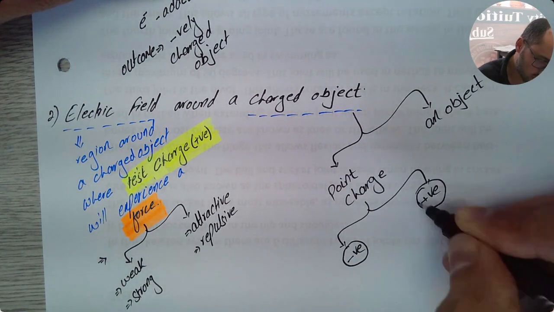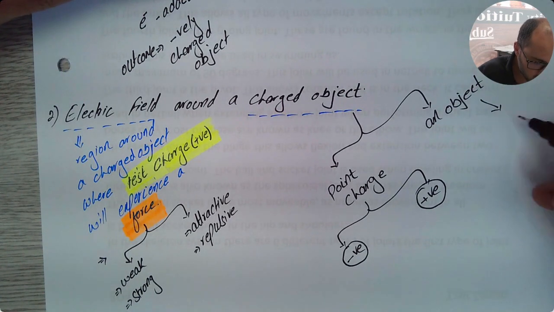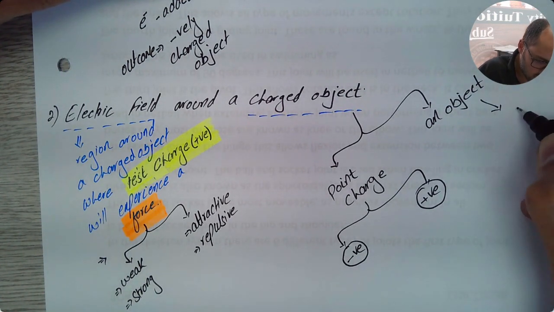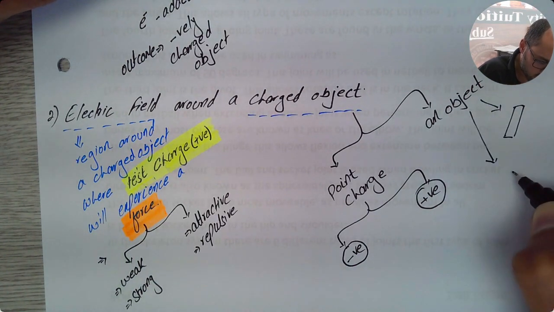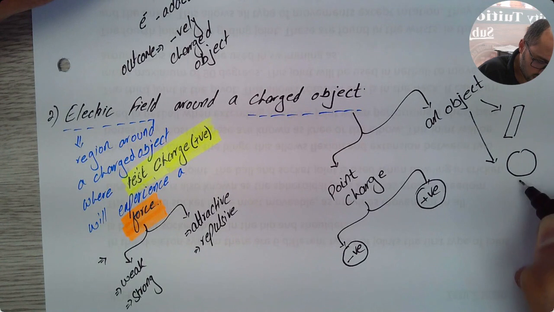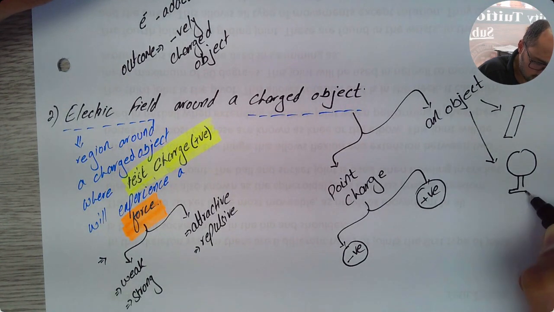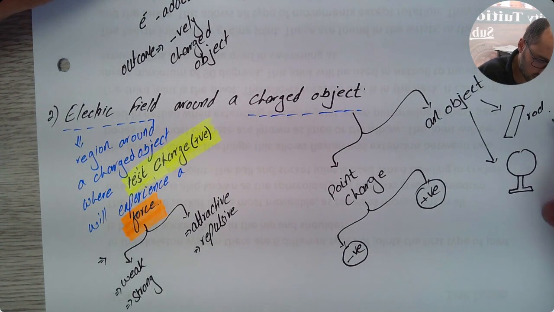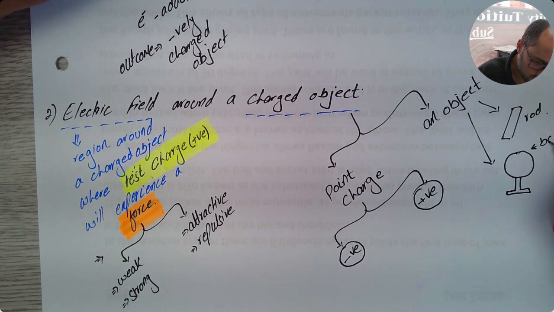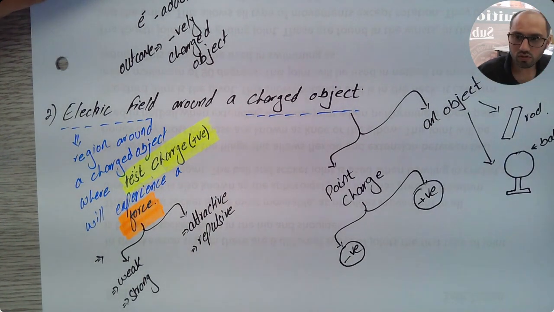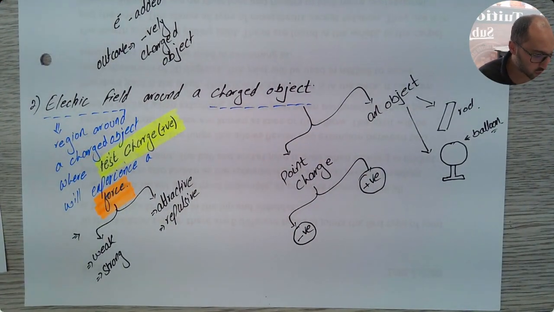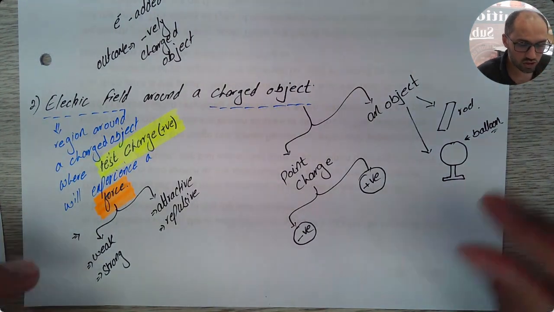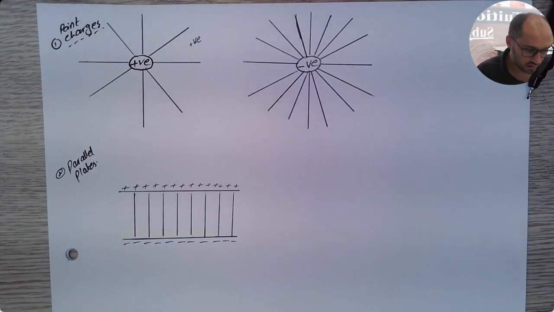When it comes to object, here we are talking about objects like rod. We can say this is rod and this is my balloon. These are examples of objects. So let's quickly have a look. How would we draw electric field around a charged object? Let us consider the field around different types of charges.